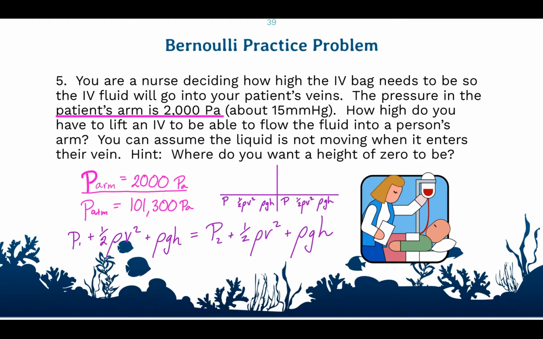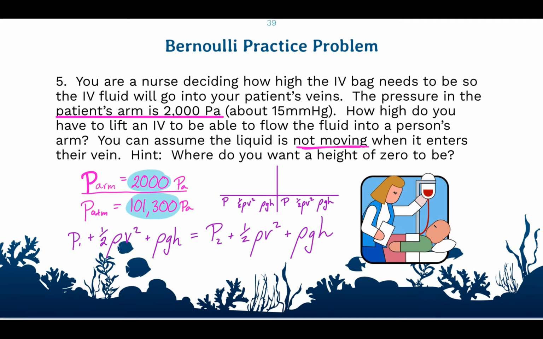And that's why we can assume that the liquid is not moving, because if I lift it any higher than that, then it will start moving. So we're looking for that balance point. The next thing to notice is that this is 2,000 pascals and this is 101,300 for 1 atmosphere. So we know that this is gauge pressure for our arm.